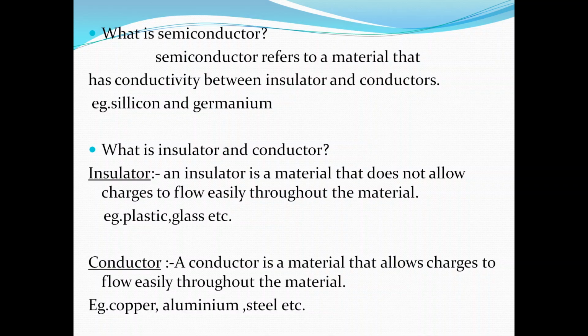Is that clear? So, in a simple manner, what is conductor? A conductor allows the flow of current. Insulator means it blocks the current. And semiconductor means what? A semiconductor is made up of material that is neither a good conductor nor a good insulator. It is called a semiconductor.